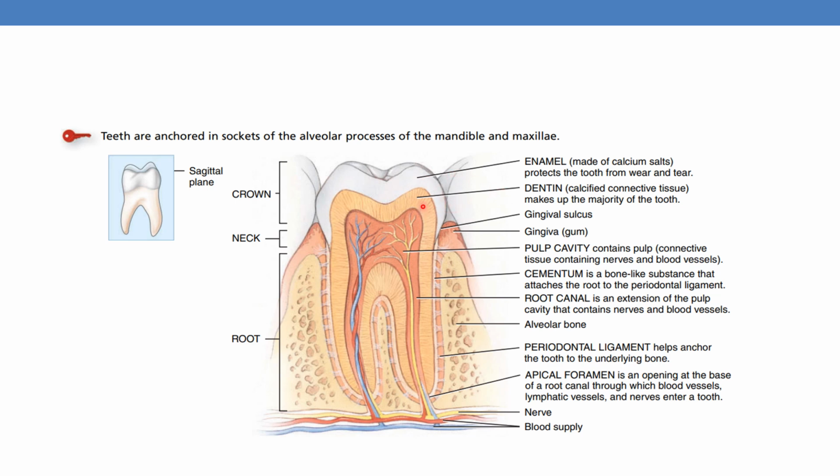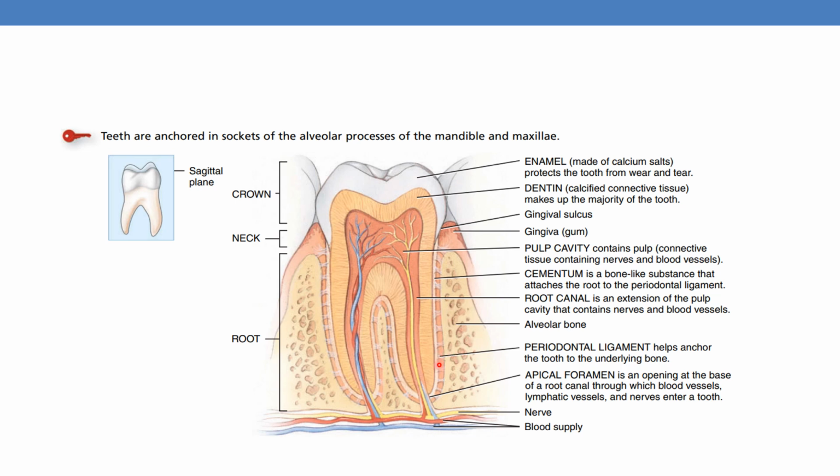Next is dentin. Here you can see dentin. It is the calcified connective tissue, which makes up the majority of the tooth. And here you can see this is the gingiva, which is nothing but gum. And this area is the pulp cavity, containing pulp, that is nothing but connective tissue containing nerves and blood vessels. The next, the white one here, is the cementum. It is a bone-like substance that attaches the root to the periodontal ligament.